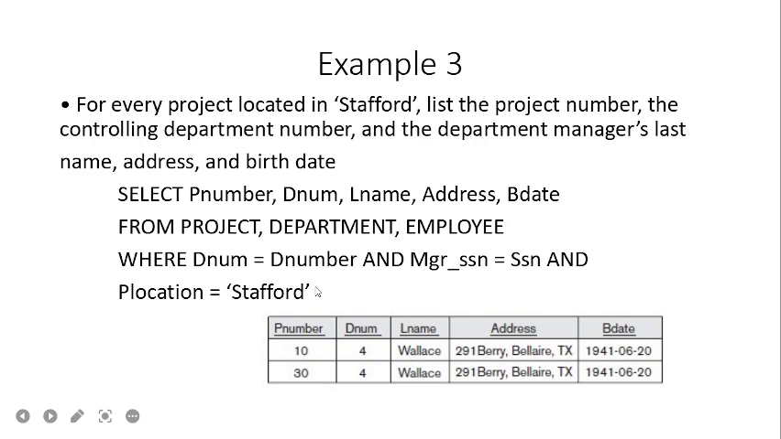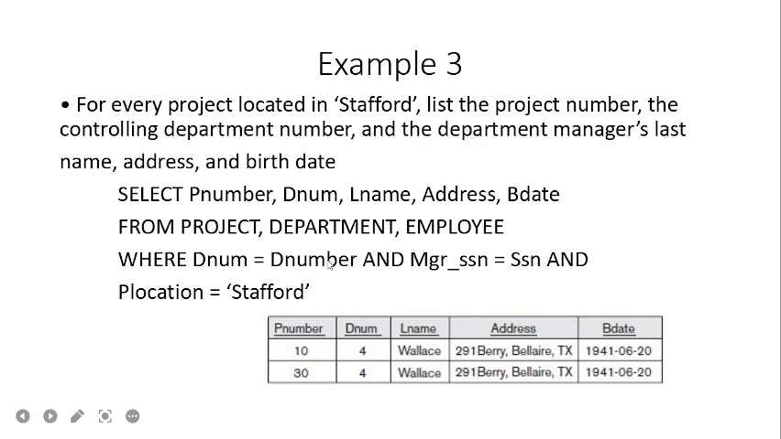Okay. So here how many join conditions are there? We have D num equal to D number, then manager SSN equal to SSN, then P location equal to Stafford. So 2 join conditions are there, that is D num equal to D number and manager SSN equal to SSN. These 2 are actually joining 2 tables. D number, that is employee and department. So here again employee and department.